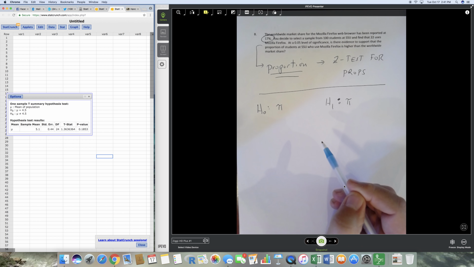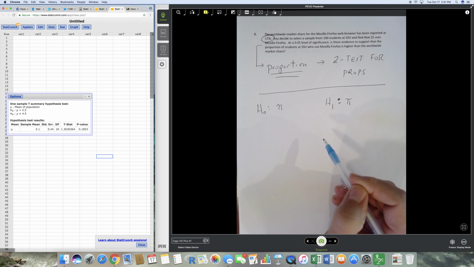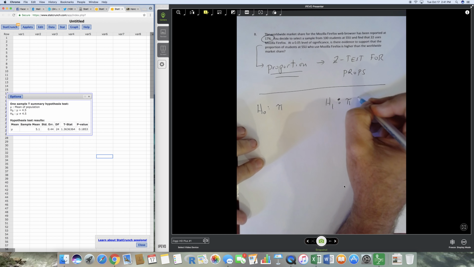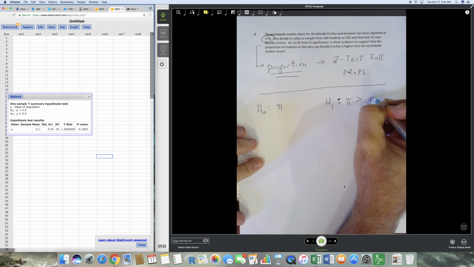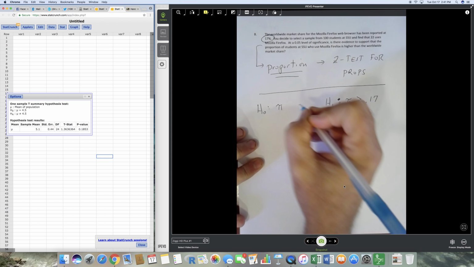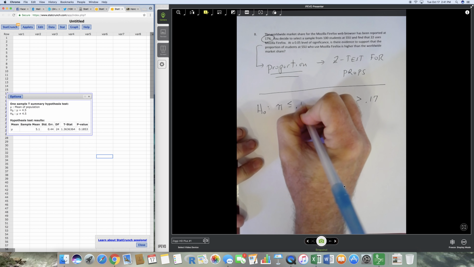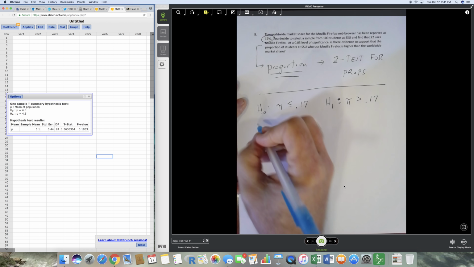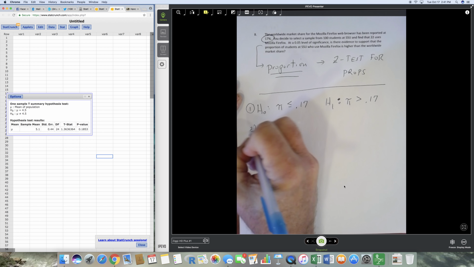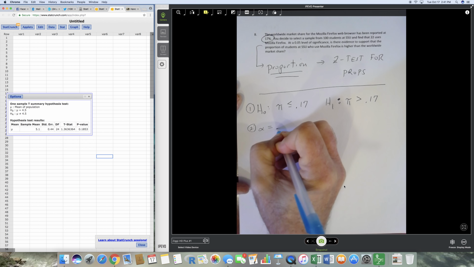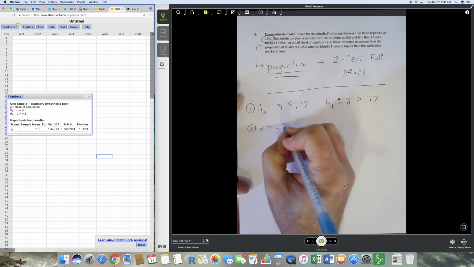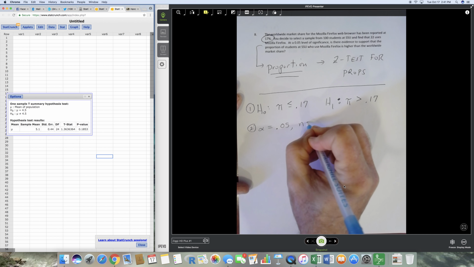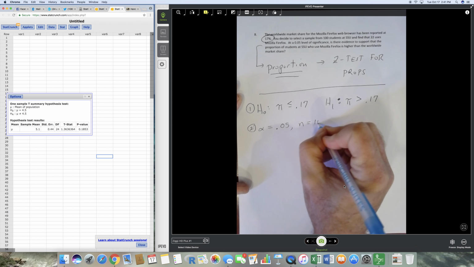This is the evidence to support that the proportion is higher than the worldwide market share, so we want to know if this is higher than 0.17, which, according to the book, means the null hypothesis is p less than or equal to 0.17. All right. Our alpha level is 0.05, and our sample size is 100.